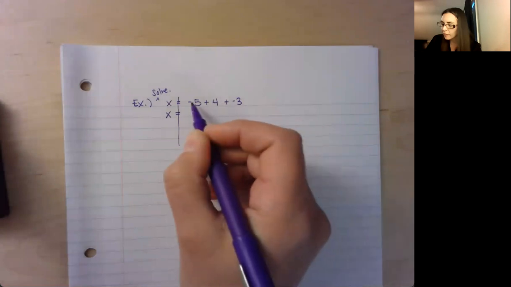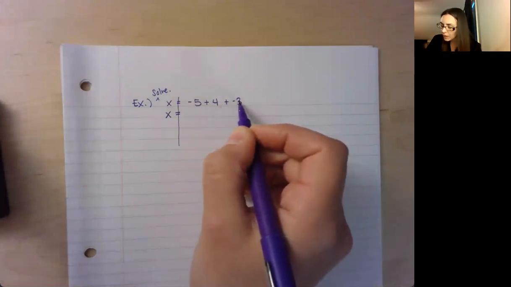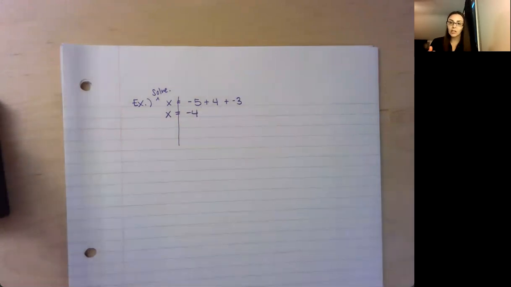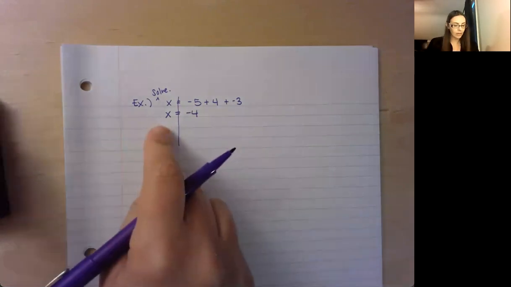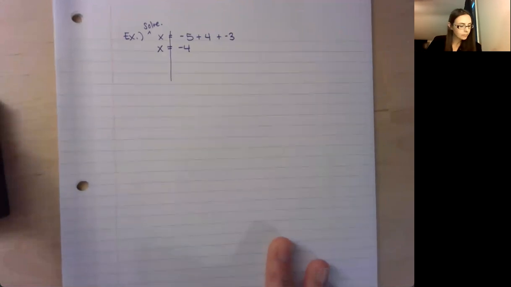So negative 5 plus 4 is negative 1, plus negative 3 is going to be negative 4. So in this case, that one's much easier. You only have to cancel things if you need to actually cancel something out. If x is already by itself, then we don't need to do that. All right, so let's do the other property now.